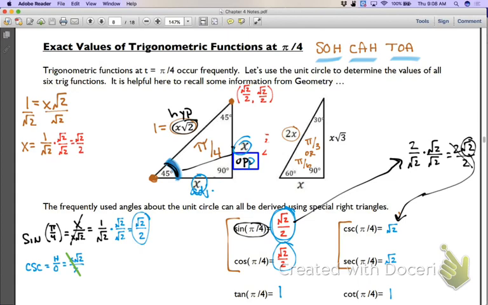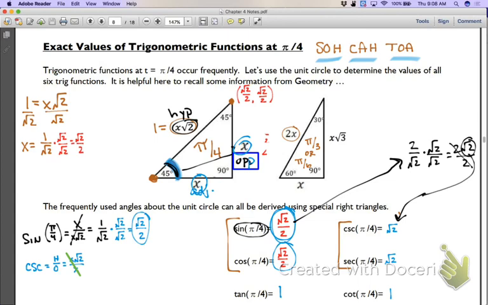I can do the same thing with the 30, 60, 90, with either the 30 side or the 60 side. But that's going to be your job come Monday whenever we start the unit circle project. These are ones, especially pi over 3, pi over 4, and pi over 6, that you're going to have to remember, because those are all a part of the unit circle. Because they're the exact cases.